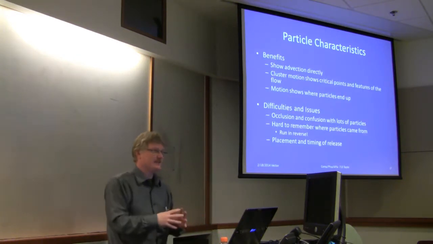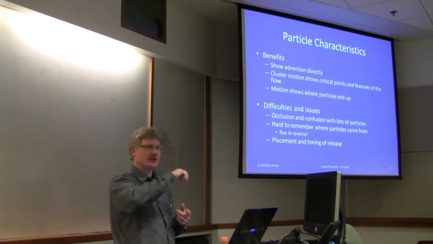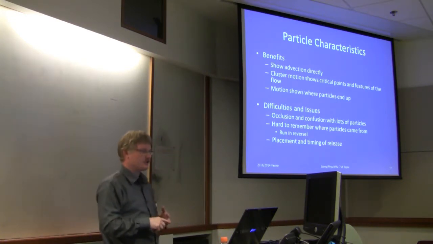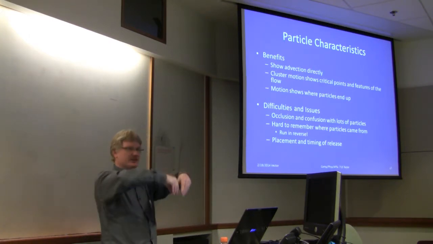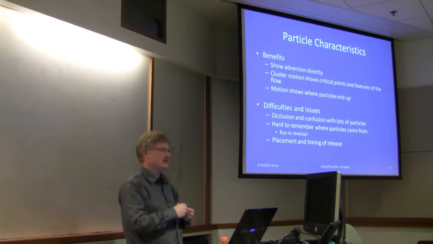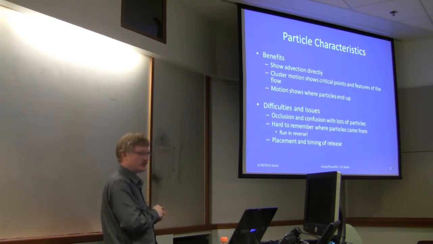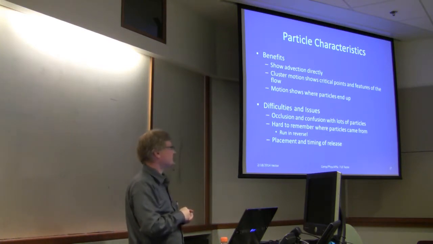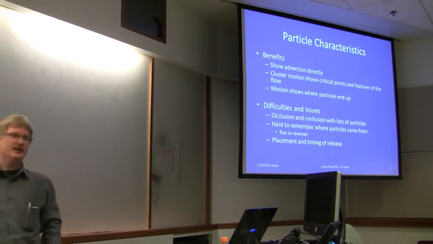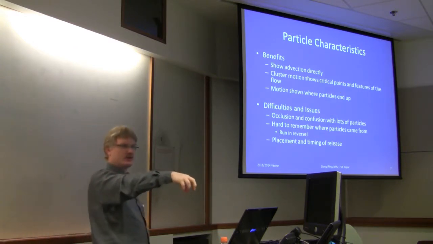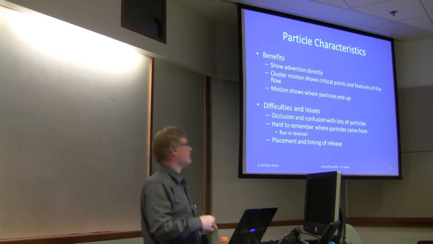All right, so the benefits of using particle systems is that they show advection directly, so you can watch where something's going to go. Cluster motion shows critical points and features of the flow, right? So if everything collapses into a point, you're saying, okay, that's a sink. If things come together, stop, and move again, you can start to see critical points. And then motion directly shows where particles end up, right? So for the problem of transport, where do particles end up, this is exactly what you want. So put them at the source, watch where they go, and they show up. This was done in the cuvette, right, to see where things ended up.